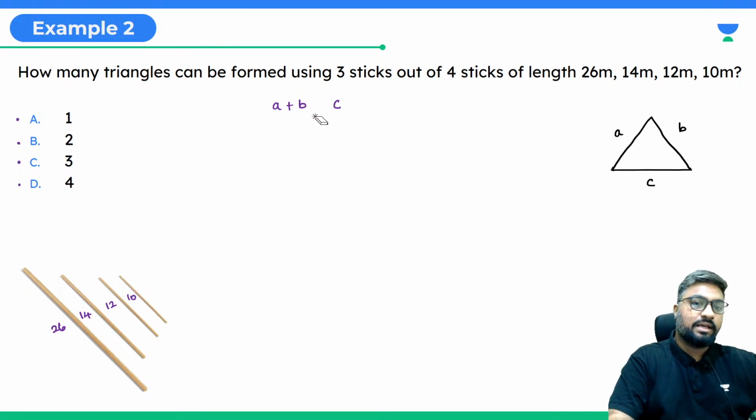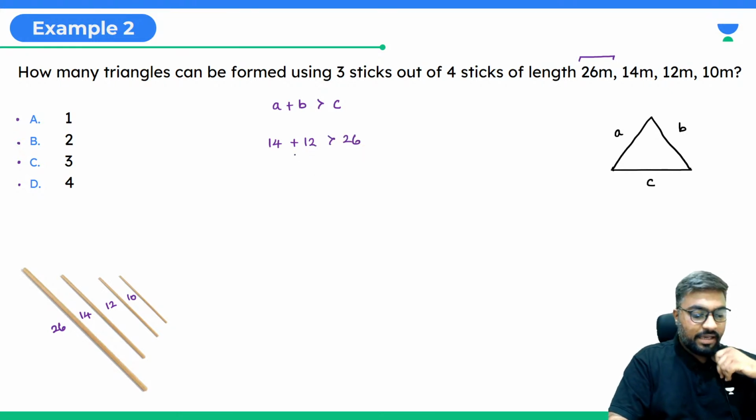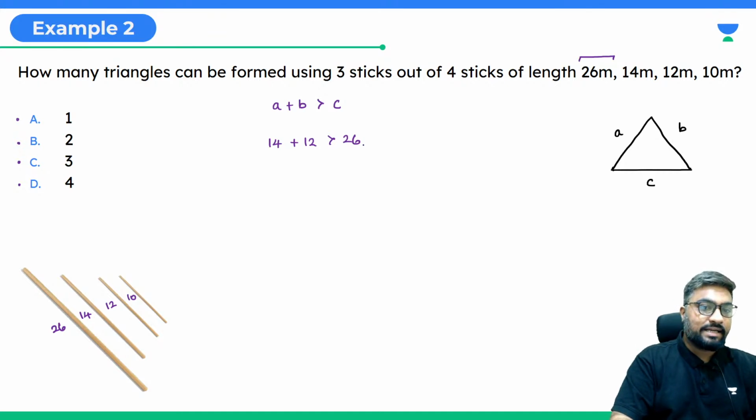A plus b must be greater than c. So if we start with 26, let's say if I keep a as 26, what happens? 26 plus anything will definitely be greater than this, right? 26 plus 14 is definitely greater than 12, or it's definitely greater than 10. But if we twist this around, if I write it like this, 14 is one of the sides, 12 is one of the sides, is it greater than 26, guys? Is this possible? 14 plus 12 is greater than 26?